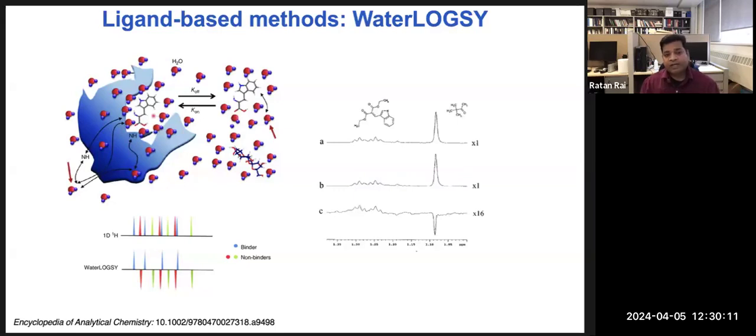So suppose that there is a mixture of 20 compounds and we do WaterLOGSY. If our compound is binding to our protein, then we will see positive signals. The rest of them will show negative signals. So it can be useful in screening around 100 or even thousands of molecules.